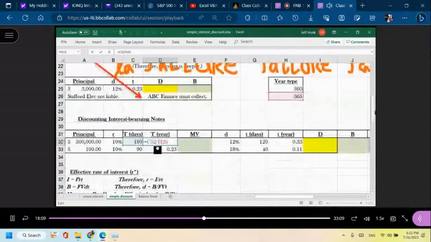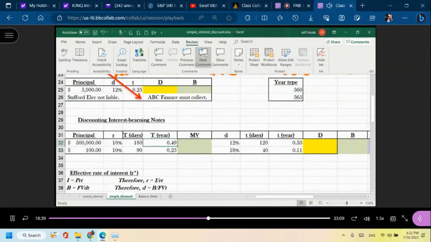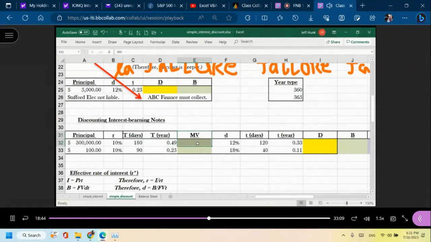I used 365, right? So this is the exact interest year, right? I can annotate this in review, so I will do it later. So then what's the maturity value? Because this is with interest, all you need to do, you already know this, is principal times 1 plus R times T, right? And then that's the maturity value.